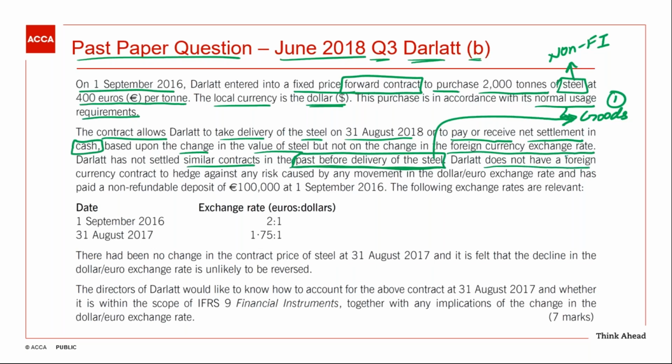Darlet does not have a foreign currency contract to hedge against any risk caused by the movement in the dollar euro exchange rates. This means that I'm exposed to the exchange rate risk, and has paid a non-refundable deposit of 100,000 euros at 1st September 2016. The following exchange rates are relevant. The rate was 2:1 and now it's 1.75:1.